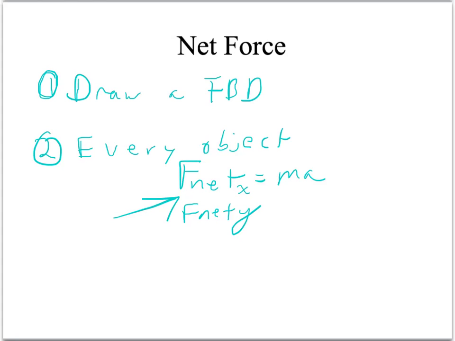Okay? Basically, my point is, remember Fnet equals ma. And remember that whenever you're dealing with forces, so any problem that has a force in it, you should draw a free body diagram. Okay, any problem that has forces, be sure to draw a free body diagram so you can see what's going on.